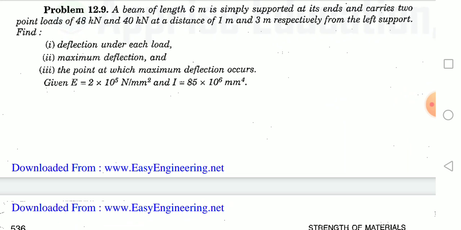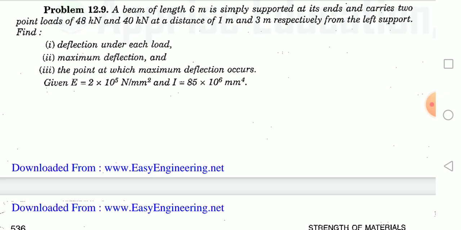Okay, so the question we want to find out is, one, deflection under each load. So what is the deflection under 48 kilonewton load, what is deflection under 40 kilonewton load, and what is the maximum deflection of this beam? That is second question. Third one, the point at which the maximum deflection occurs. So in which point the maximum deflection occurs? So these are the three questions asked.